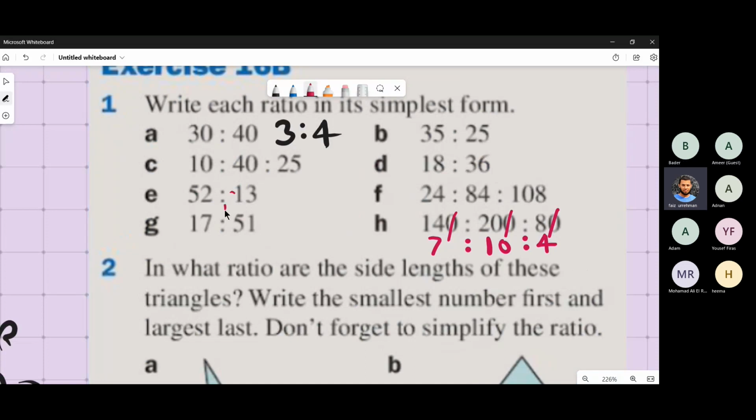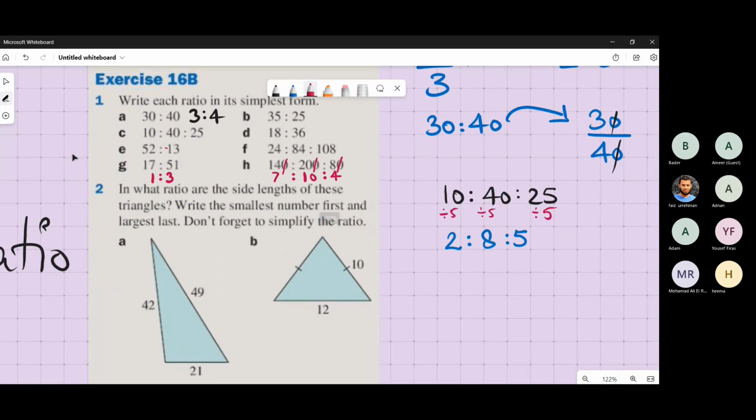Yes. What about 17 and 51? Divide by 17. It will be 1 to 3. Yeah, 1 to 3. Wow, this guy is fast sometimes.